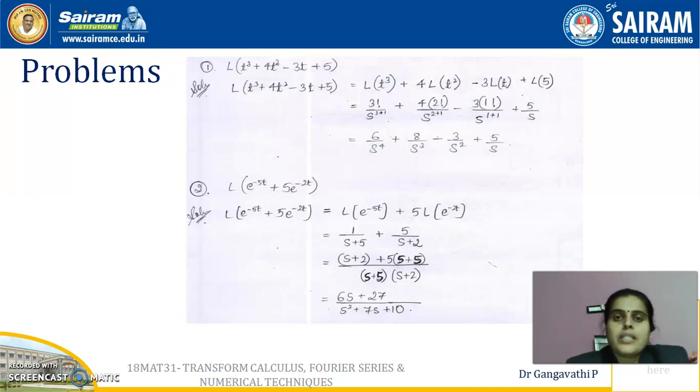Plus 4, a constant, keep it as it is. The Laplace transform of t square you need to find. When we compare this with L of t^n, n is equal to 2 here. The formula is the Laplace transform of t^n is equal to n factorial divided by s to the power of n plus 1. Just replace n with 2 in that formula. So you get 2 factorial by s to the power of 2 plus 1, minus 3 times the Laplace transform of t. The power of t here is 1. So in the same formula I am going to replace n with 1. So you get 3 into 1 factorial by s to the power of 1 plus 1.